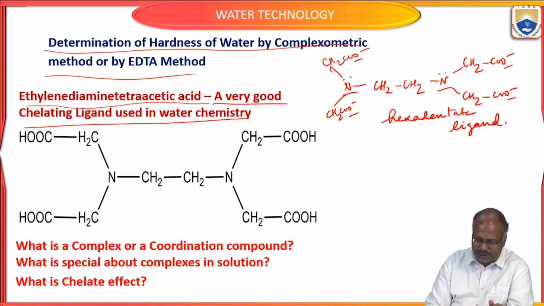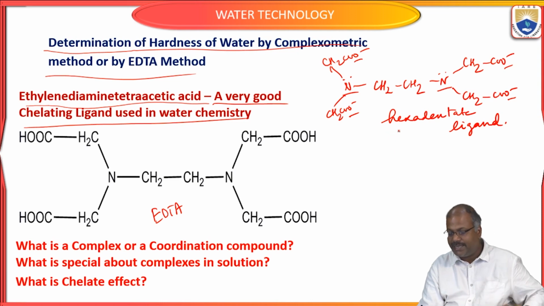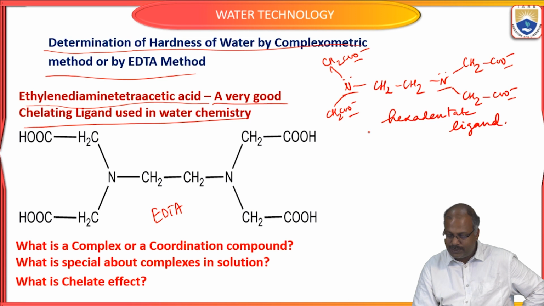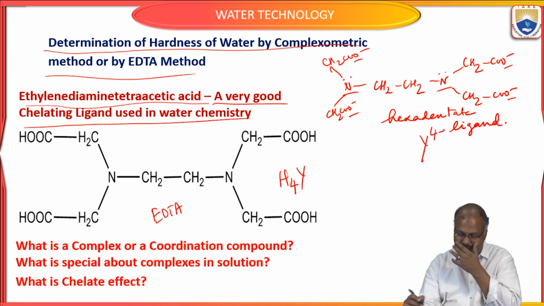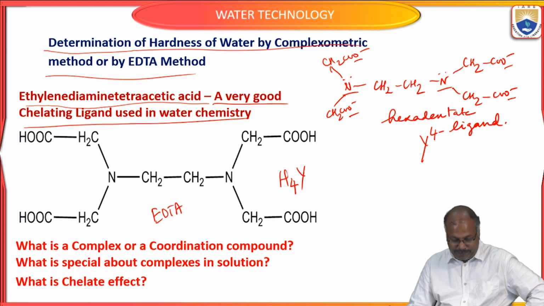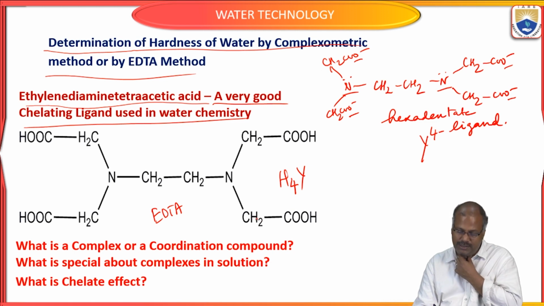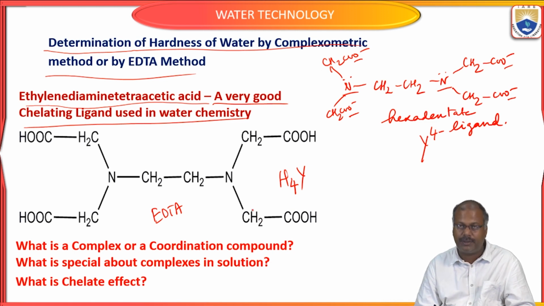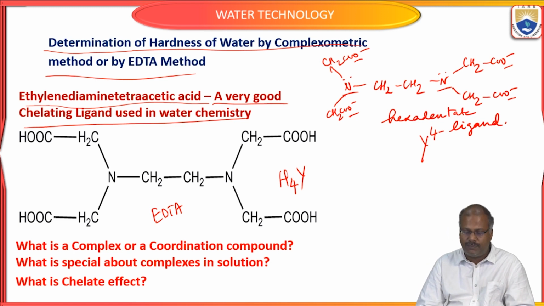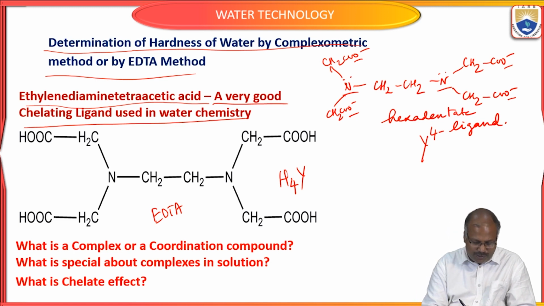So this is the structure of ethylene diamine tetraacetic acid. This is the ethylene diamine tetraacetate. It forms 4 minus. Normally we call this H4Y, and we call this Y4 minus because the H atoms are removed. Now this ligand is very well known in chemistry and also particularly in water chemistry because it binds with calcium and magnesium ions, which are major reasons for hardness of water. So now we'll move to complexometric titration.